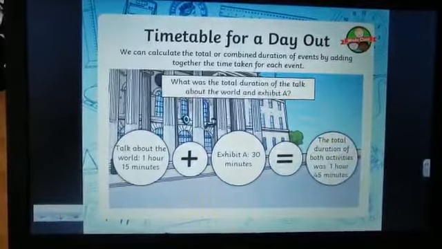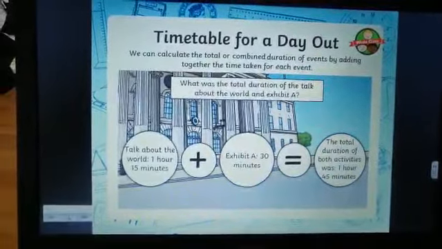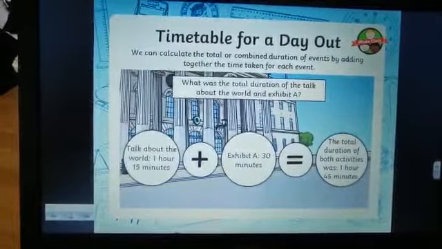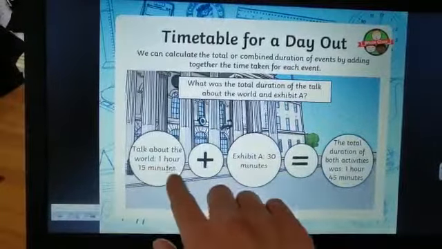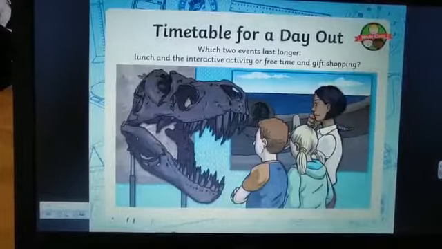The total duration of both activities was 1 hour and 45 minutes. So 1 hour and 15 minutes, add 30 minutes. I wouldn't need to add another hour. I just need to look at adding the 30 minutes and the 15 minutes together. 1 hour and 45 minutes.